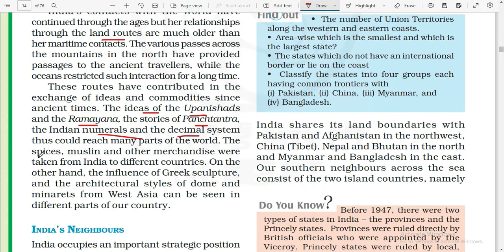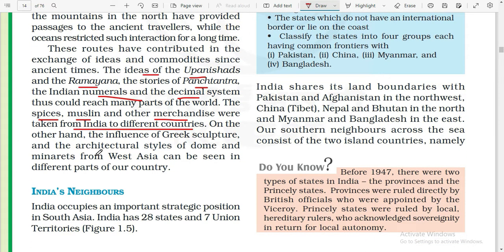Similarly, the spices, muslin and other merchandise were taken from India to different countries. So not only the Ramayana and other things were taken, the spices, muslin and other merchandise products also were taken from India. Similarly, what we got was the influence of Greek sculpture, the architectural styles and the domes of West Asia. When the Arabs and Mughals ruled us, we got their influence, and we got the sculpture and the architectural style of their buildings.